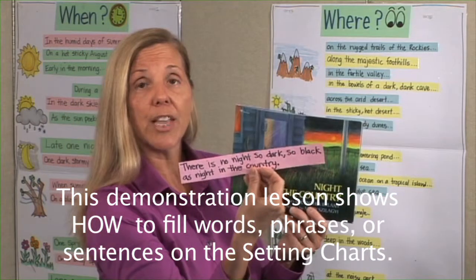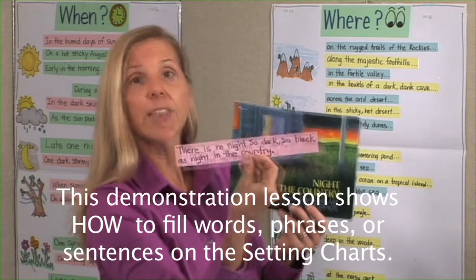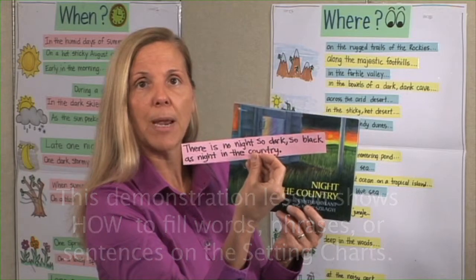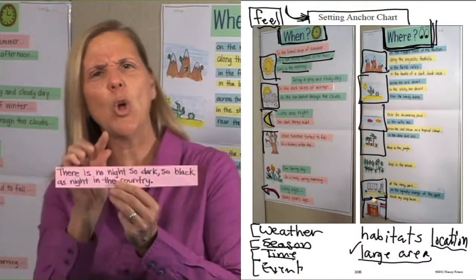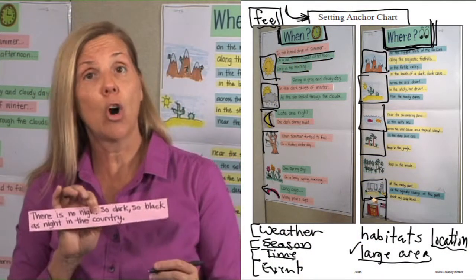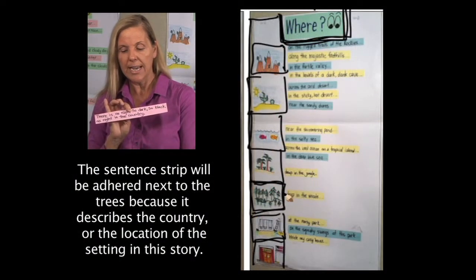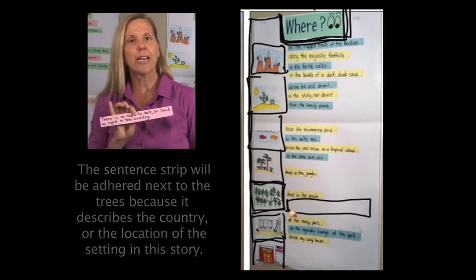When I notice that an author has started the story with a sophisticated and interesting setting, I'll write it on a strip of paper. So where could we put this phrase? We go to our where chart. Let's put it over here where we have all these trees, and we'll just tape that strip of paper right up on our anchor chart.